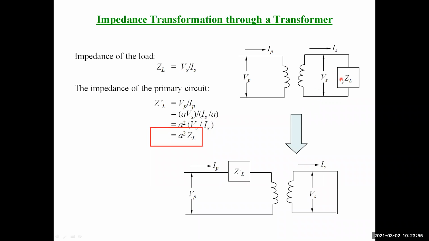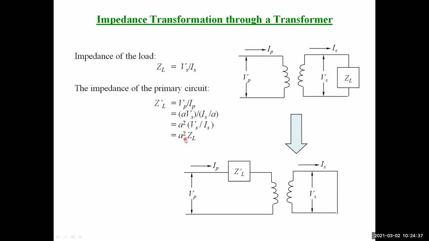So if you are converting the secondary impedance of the transformer to the primary side, it will be represented like this. The primary impedance, ZL', is equal to A square times ZL. Understood? This primary impedance will become A square times ZL. That's nothing but the multiplication of the turns ratio squared with ZL, the secondary side impedance.